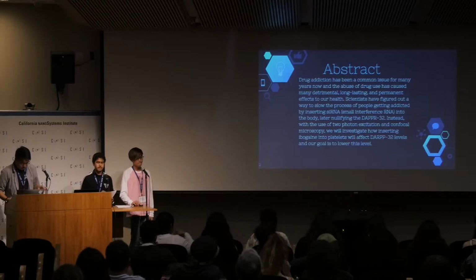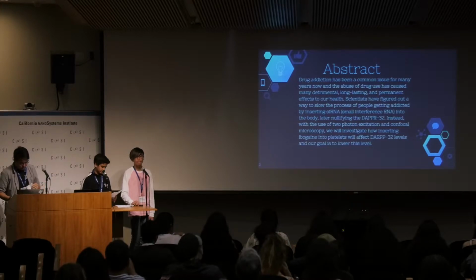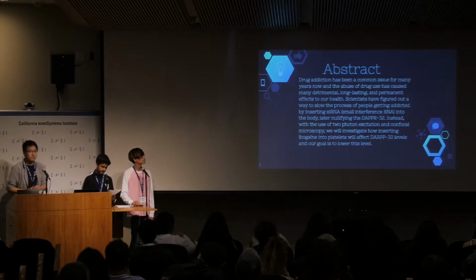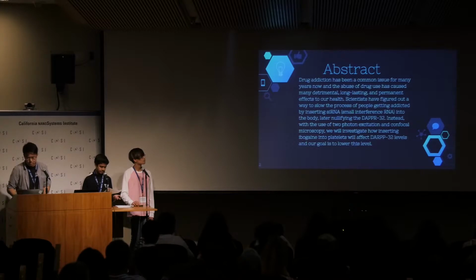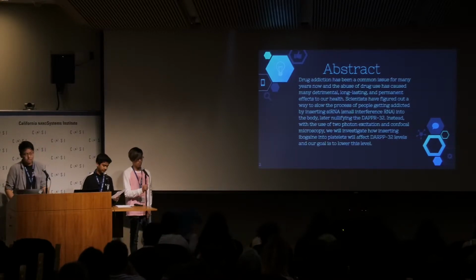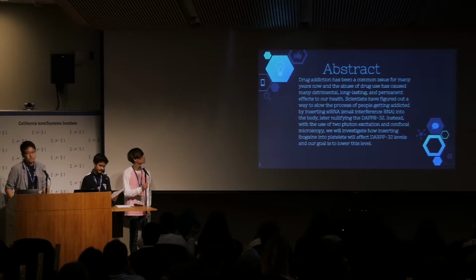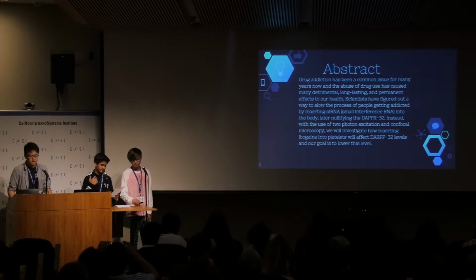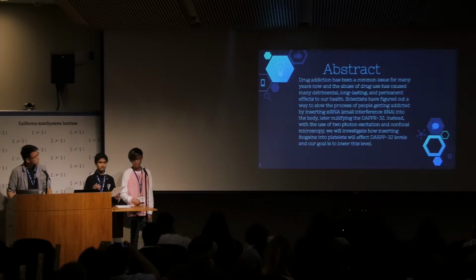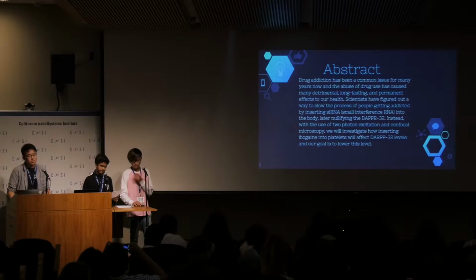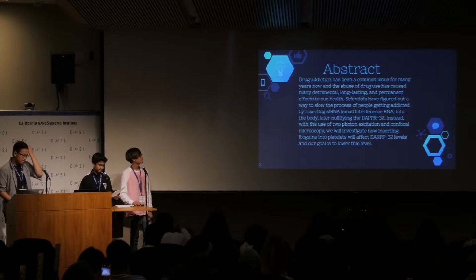So what technologies and nanotechnologies can scientists use to alleviate patients from drug addiction? Drug addiction has been a common issue for many years now, and drug abuse has caused many detrimental, long-lasting, and permanent effects to an individual's health. Scientists have figured out ways to slow the process of people getting addicted by inserting siRNA, or small interfering RNA, into the body of the test subject, later nullifying the DARPP32 protein, which will be explained later on in more detail. Instead, with the use of two-photon excitation and confocal microscopy, we will investigate how inserting ibogaine will affect the DARPP32 levels.